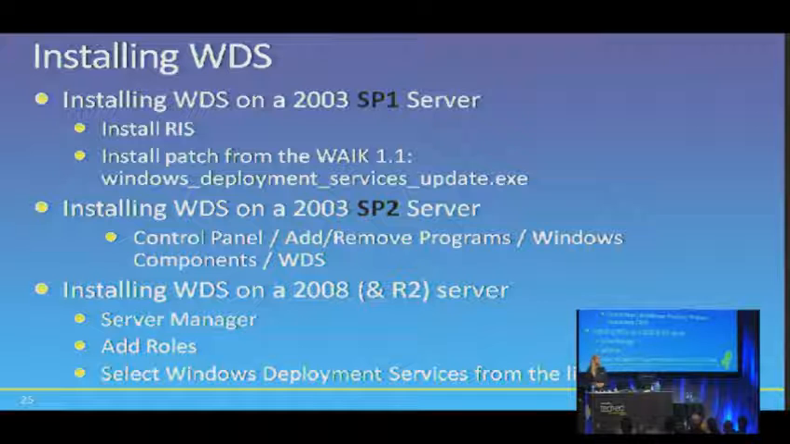Now, is anybody installing WDS on a 2003 SP1 server? Anybody? A couple people went. If you are, it's not a big deal. What you'll have to do first is install RIS, and then get a hold of this patch, the Windows Deployment Services Update. Install that patch. It turns it into a WDS server. But you can still hand out your RIPrep images that you created using the old RIS tool, because you've installed WDS in legacy mode.